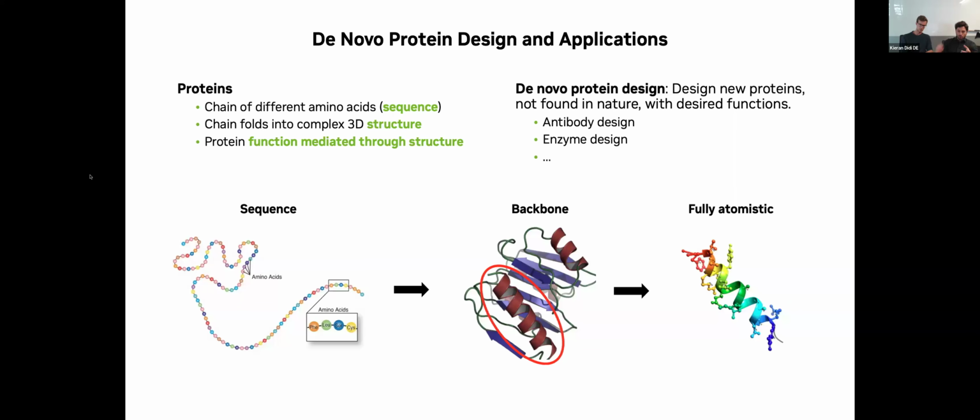What's critical here is that for all of these tasks, typically the interactions between the protein and any other biological structure involves the side chain. So we need to model these side chains properly.